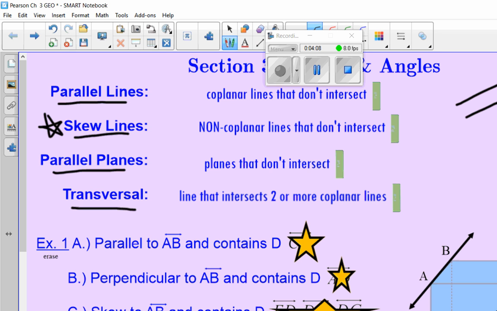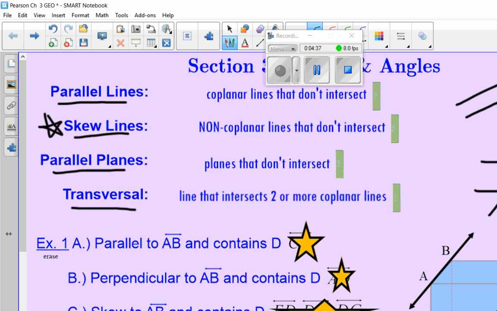Okay. All right, a transversal. Now this is a big one, and we're actually, the next section we kind of get in depth a little bit more with the transversal. But it's a line, so if you can go ahead and draw this, a line, and we're going to label it T so we know that's a transversal line. It's going to intersect 2 or more coplanar lines. So these 2 lines we just drew are in the same plane.